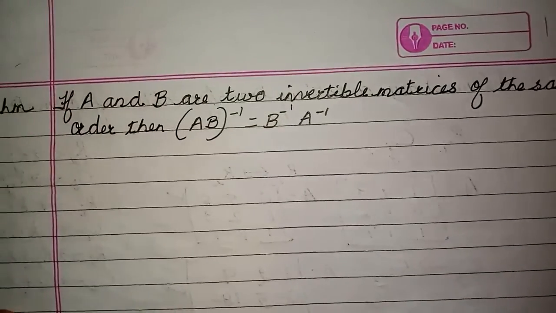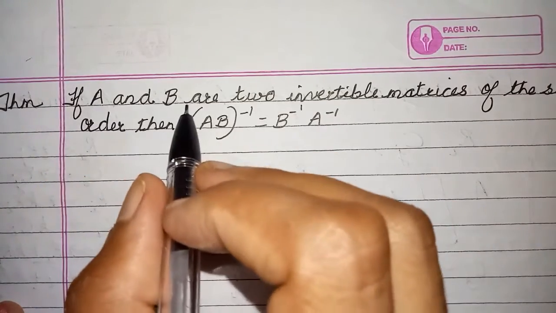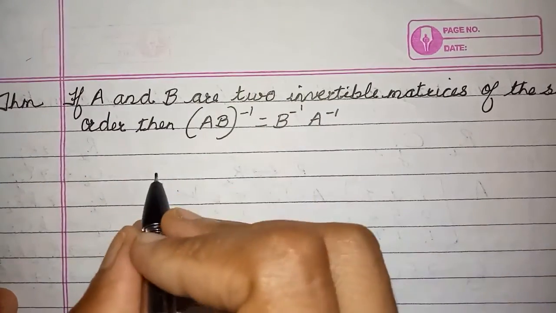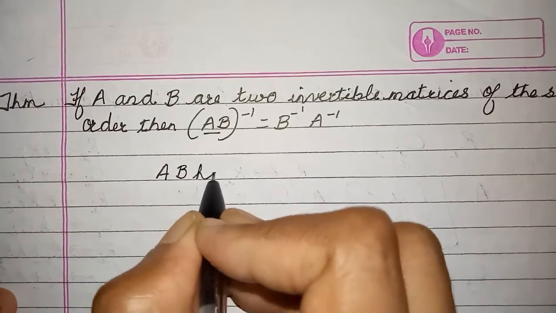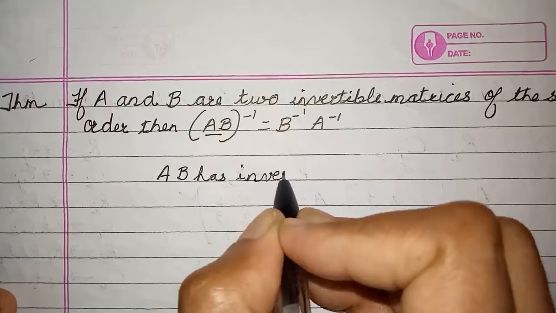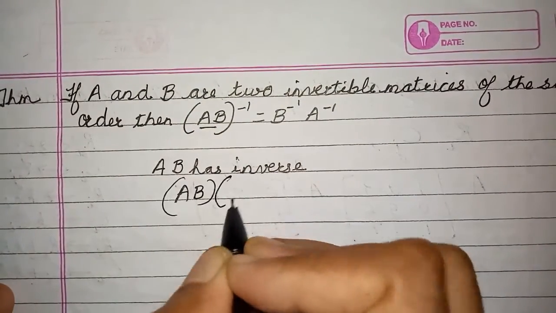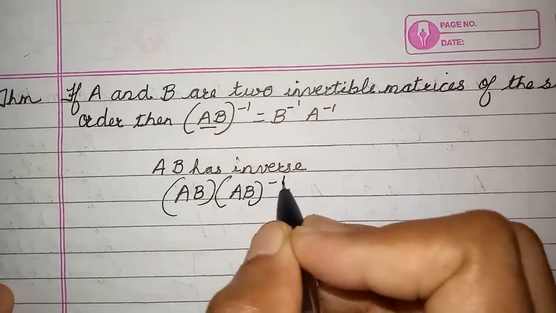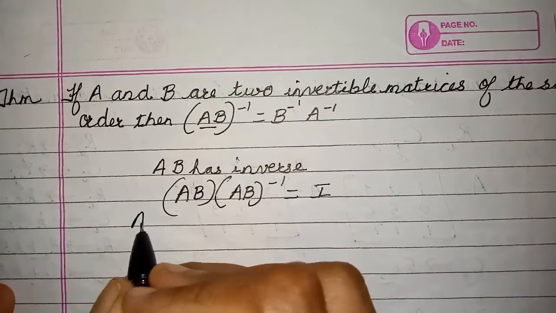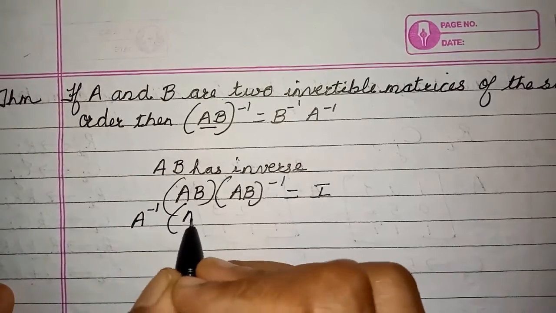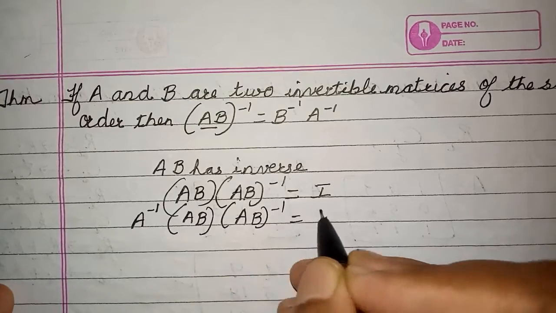So let us use this. Since A has an inverse, A inverse will be there. B has an inverse, B inverse will be there. So AB also has an inverse. We have to develop its formula. AB has an inverse means, by definition, AB times its inverse will be identity. Now you pre-multiply both sides by A inverse. Pre-multiply means apply A inverse on the left side on both sides.